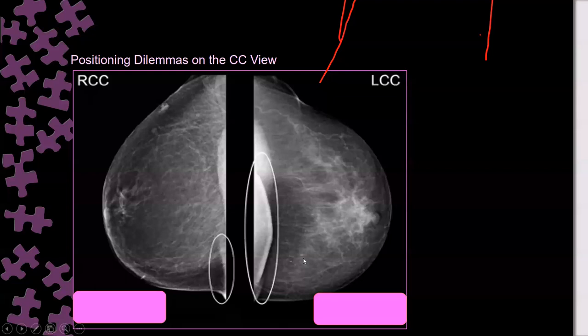Okay, so I just say optimum, adequate, or inadequate. If both are not optimum, you can say so. If both are optimum, you can say so. If one is optimum and one is not optimum, it depends. It is up to you, your impression. The right one is more optimum. Excellent. The right one is more optimum for me.